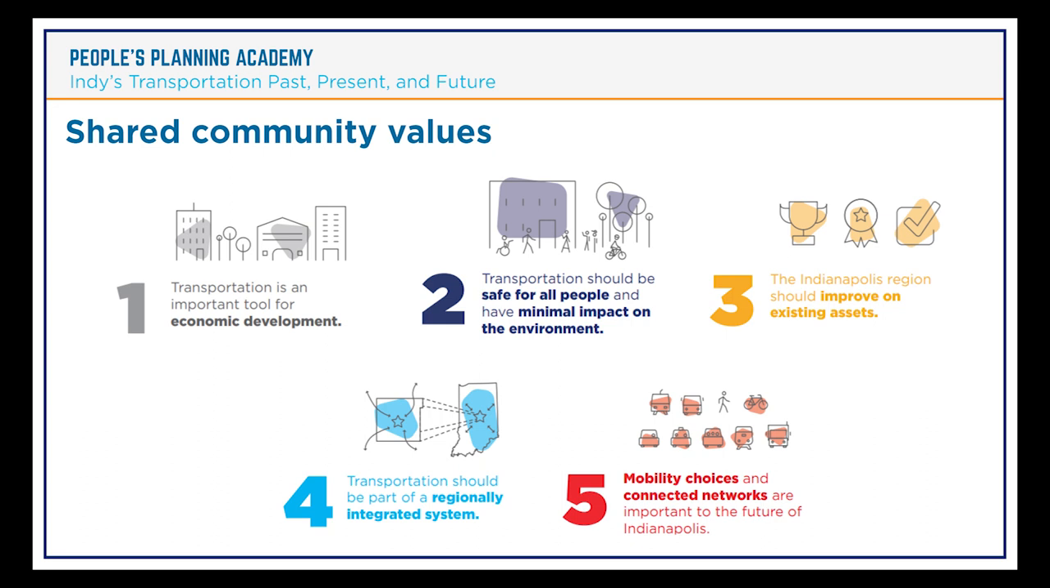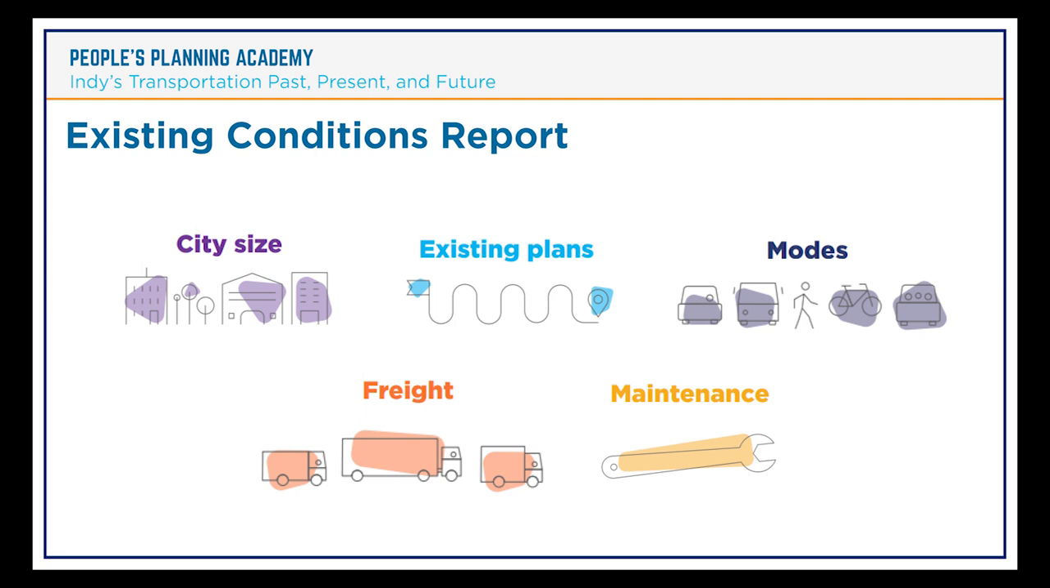There's a lot of focus on economic development and its relation to transportation, safety and impact on the environment, fixing it first before building new, so improving our existing assets, thinking about the region, because our roads don't stop at the county border, and also how we connect things and provide choices for our residents to move around. Those are values we saw in existing plans, and they were reinforced as we went out and talked to the community. So I'm going to cover some pieces of our existing conditions report.